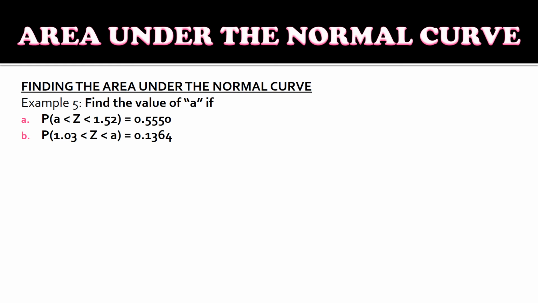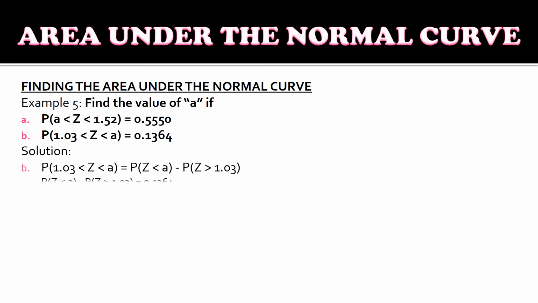Now let us solve for the next one. Just rewrite it first. So we would have the probability of Z less than A minus the probability of Z greater than 1.03 equals 0.1364. If we look on the z-table, the value of z greater than 1.03 is equal to 0.8485.